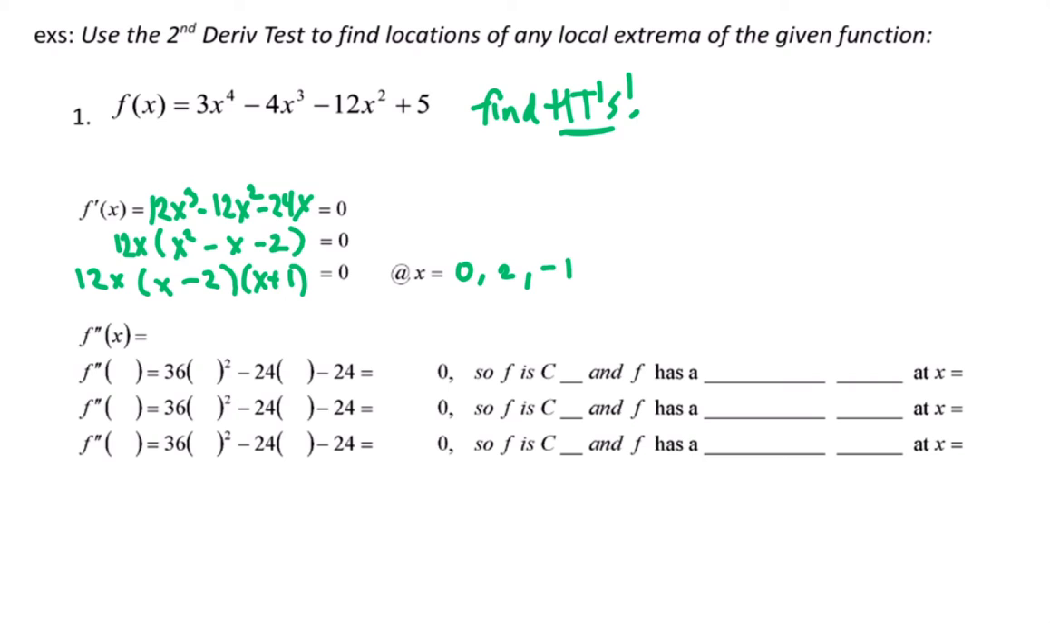Okay, now normally, like what we did before when we were doing our sign charts with our first derivative, I would make a sign chart with my first derivative and I would check to see if my first derivative changes from positive to negative or negative to positive at any of these points, and that would tell me whether or not I have a local max or local min.